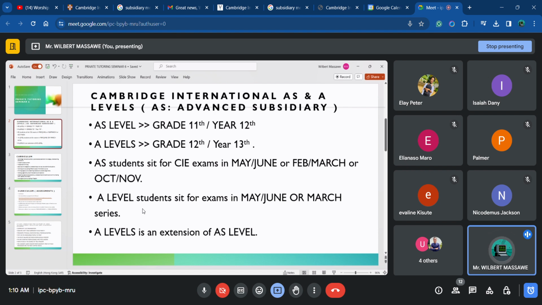What they use is what we call predicted grades, because universities want to know what you are expecting to get in your final exams. So their teachers will give them predicted grades depending on how they are doing in class. They'll predict the final exam grades.